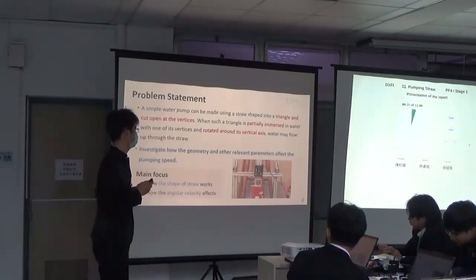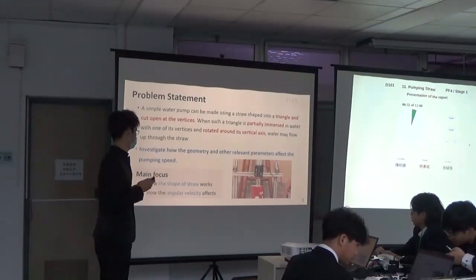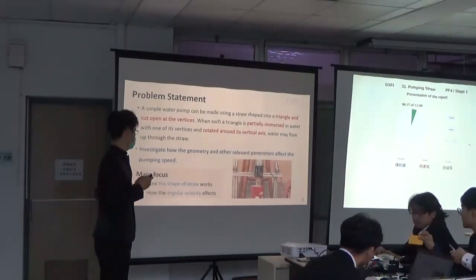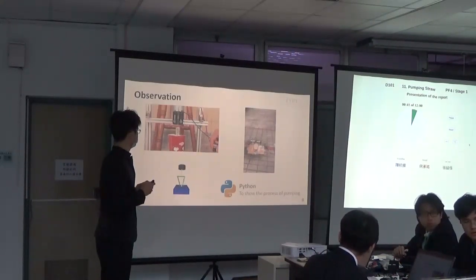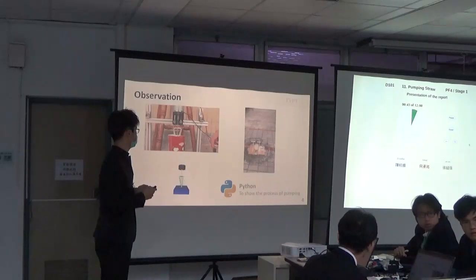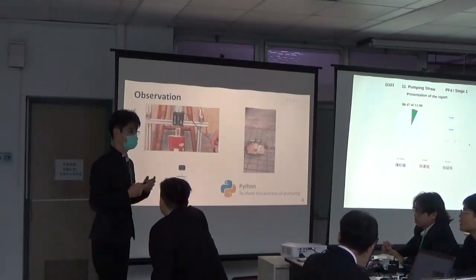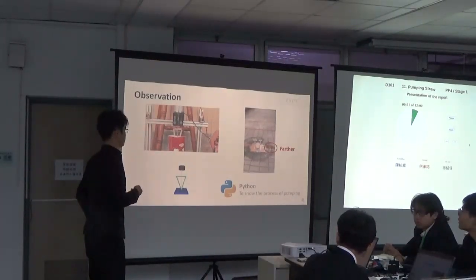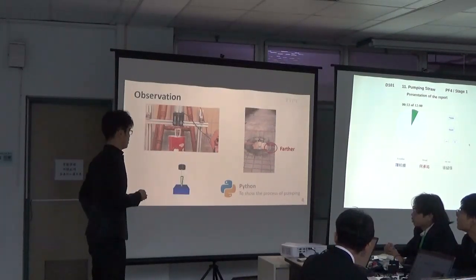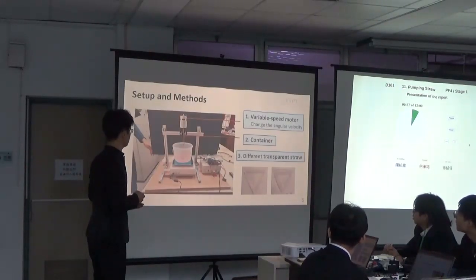There are two main focuses in my report. One is how the shape of the straw works in the phenomenon, and the other is how the angular velocity affects these results. This is my observation. You can see that after the water is pumped out by a straw, it does a projectile motion, and the distance of the water gets farther and farther. So I use Python to show the process of pumping.